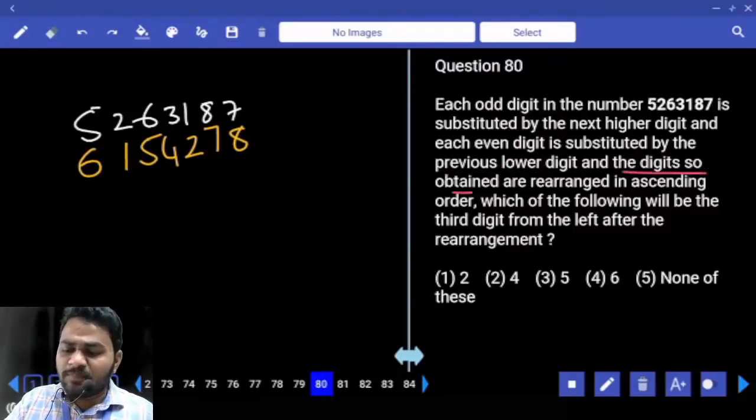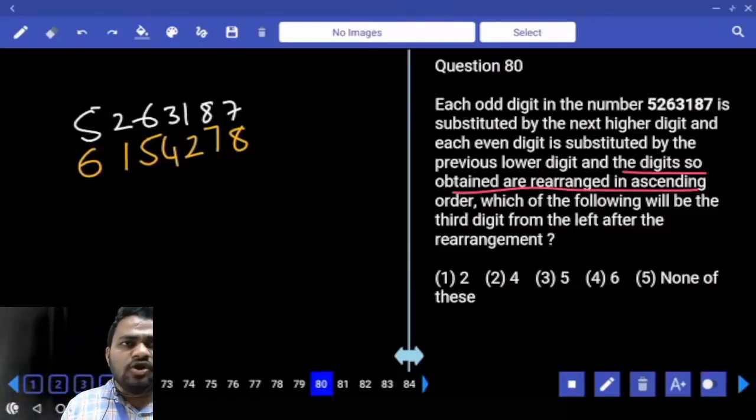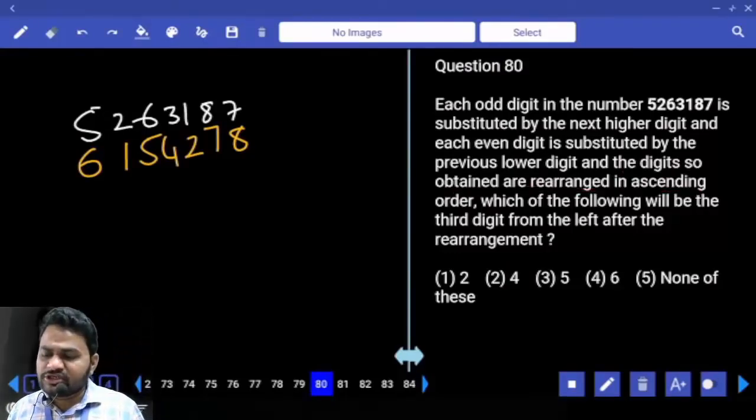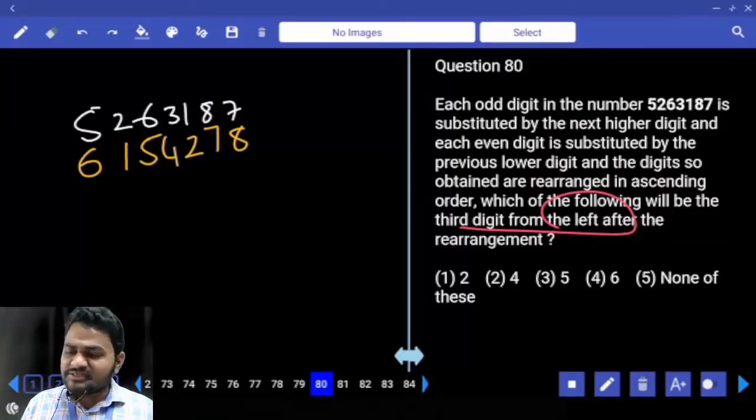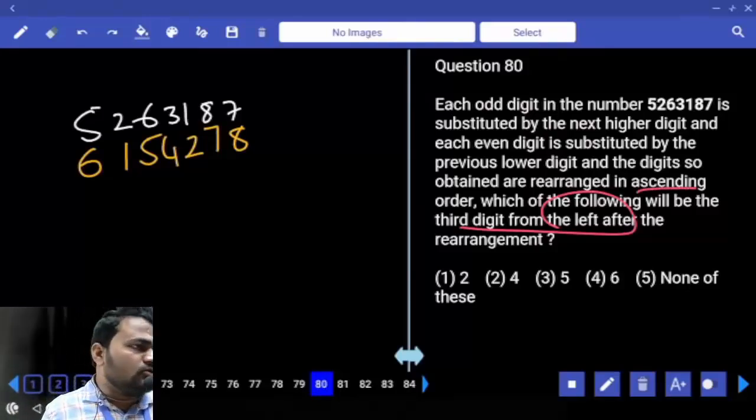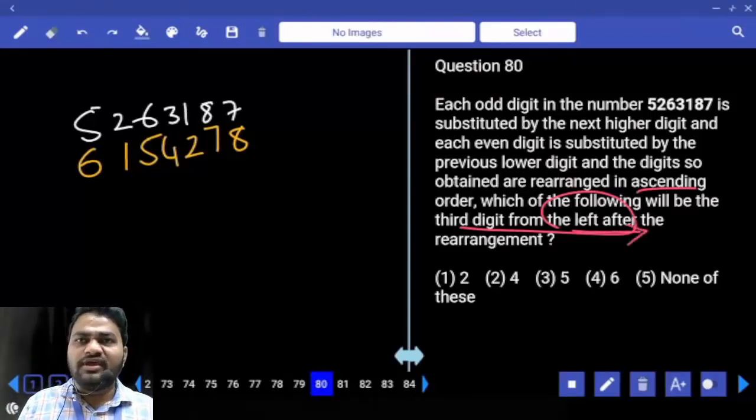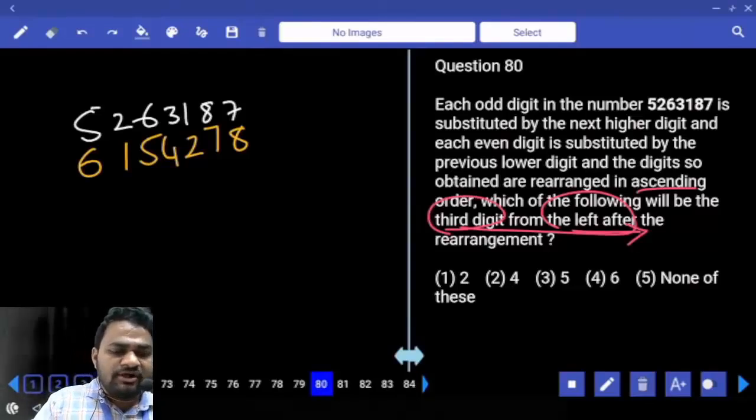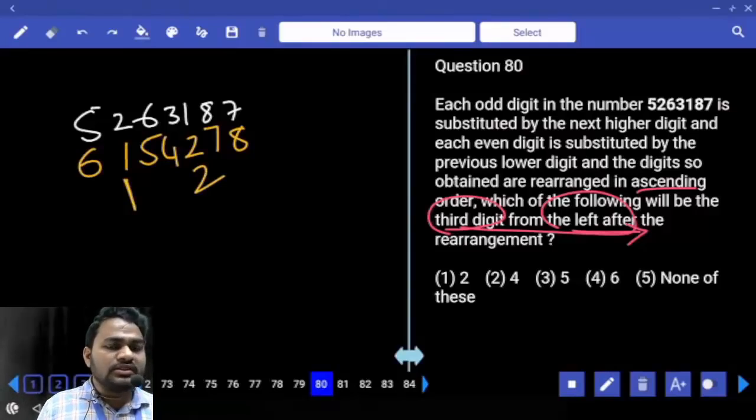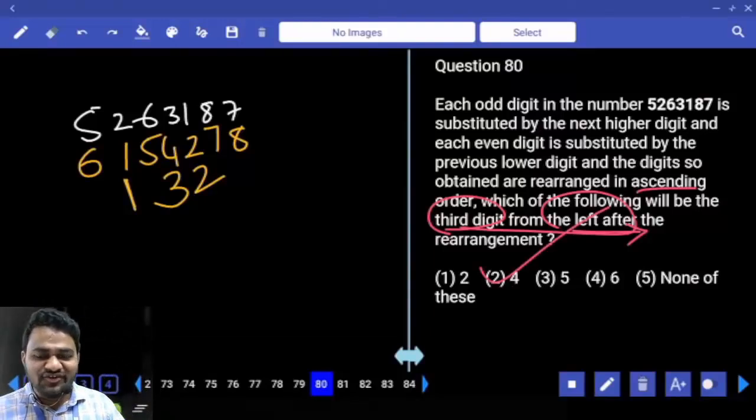And the digits so obtained are rearranged in ascending order. Ascending order is nothing but lowest number to highest number. Then which of the following will be the third digit from the left after rearrangement? When you write the numbers in ascending order, you write them from lowest to highest. From the left end usually we get the lowest number. Third from left is nothing but the third lowest digit required. First lowest digit is 1. Second lowest digit is 2. Third lowest digit is 4, option 2. Answer is option 2.